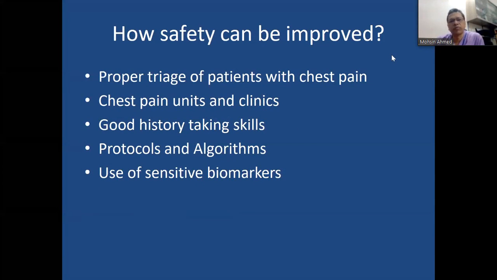How can safety be improved? Proper triage of the patient with chest pain. You should triage the patients. I can suggest chest pain units and clinics, developed in a hospital, because in a chest pain unit, good history taking skill, protocol and algorithm should be in the OPD or emergency department. Or use of a sensitive marker in the emergency, because within half an hour or an hour, you put troponin I and CKMB, so we can easily diagnose MI or other disease. Also, in case of D-dimer, do the diagnosis of embolism.